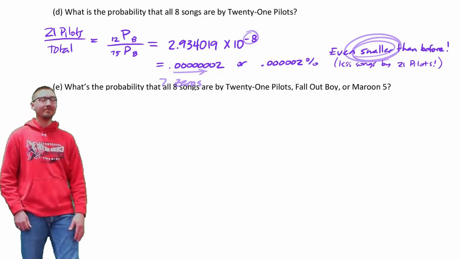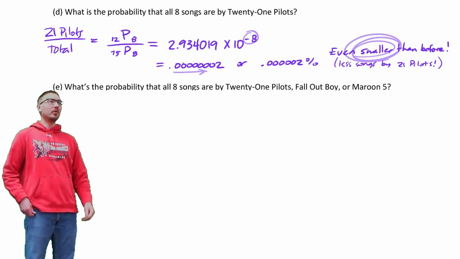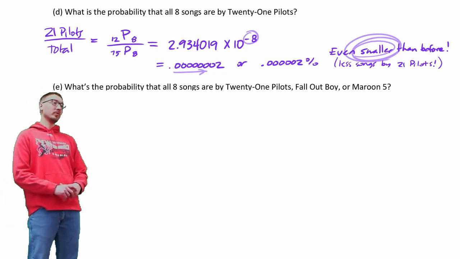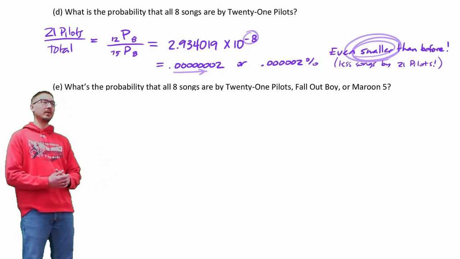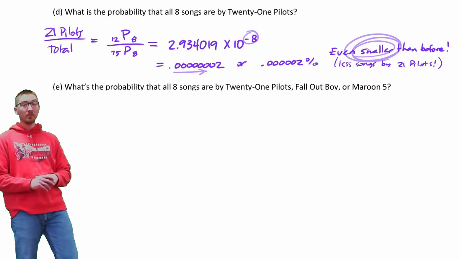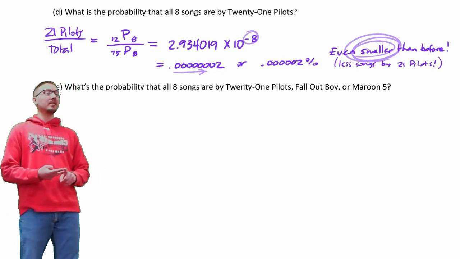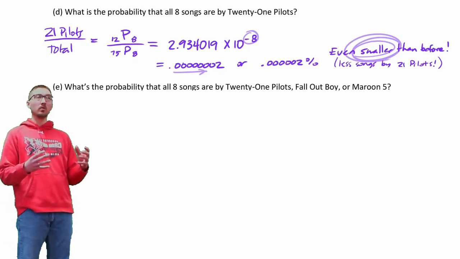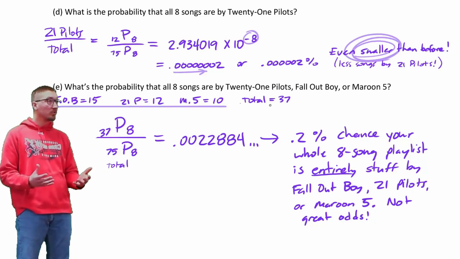Last problem, similar to the other parts of this question. What's the probability that all 8 songs are by 21 Pilots, Fall Out Boy, or Maroon 5? So what if they are by any of those 3 bands? We need to figure out the total number of possibilities for those 3 bands. Fall Out Boy had 15, 21 Pilots had 12, and Maroon 5 had 10 songs. 15 plus 12 plus 10 is 37 songs that we could choose from.